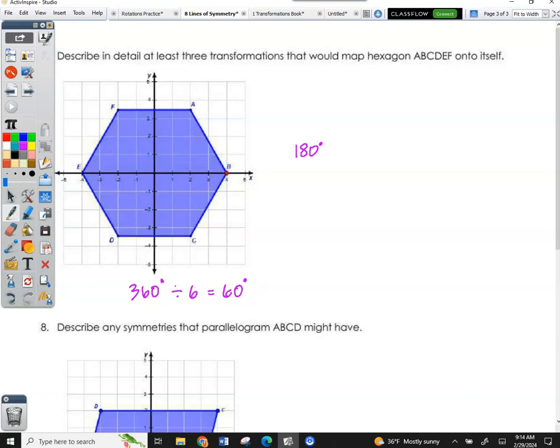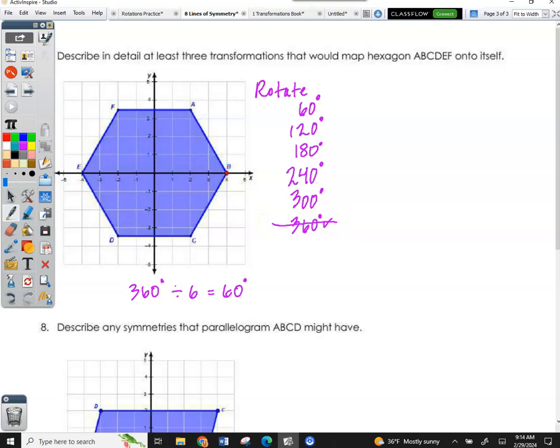So we could rotate 60. What would be next? 120. Next, 180, and then next, 240, then 300, and then 360. Check. Work it out.